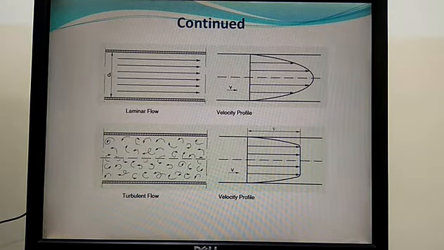So you see, in case of laminar flow, the velocity profile is straight. Here the velocity is in straight lines, whereas in case of turbulent flow, the velocity profile is some type of converging or diverging type. Okay, it is not constant, it is not linear.